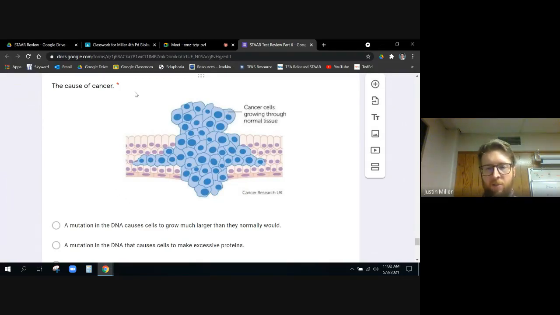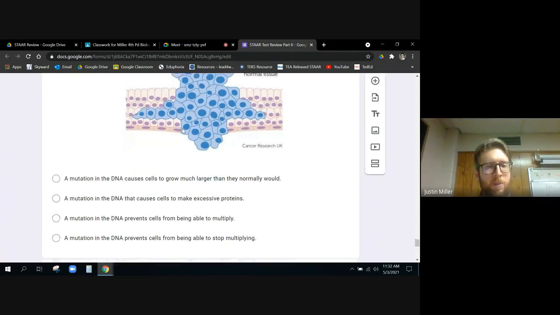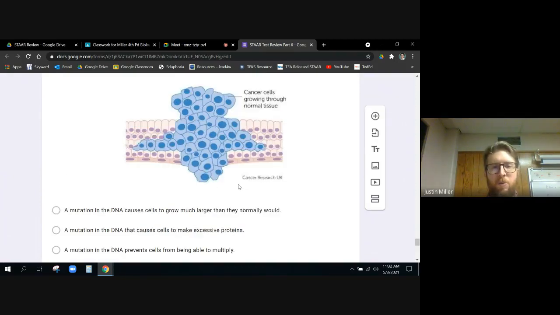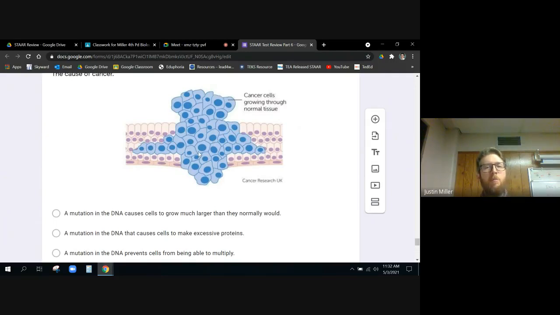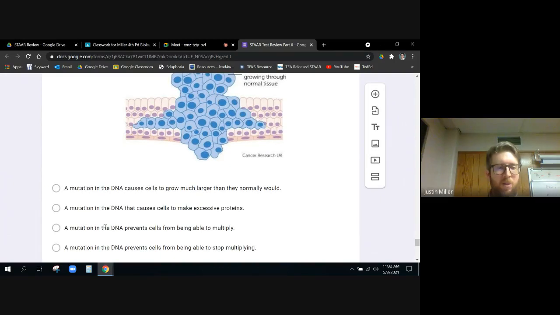Okay, the cause of cancer. What's the cause of cancer? Here's a tumor that's growing. These blue cells are the cancer cells, how they're growing out of control. They end up sucking all the nutrients away from all the healthy cells around them, and they kill the healthy cells around them. And then the tumor continues to spread, and they just keep killing healthy cells everywhere they go. So is that a mutation in the DNA that causes cells to grow much larger than they normally would? Are these cancerous cells growing much larger? Is that why they're getting big? Or is it a mutation in the DNA that causes cells to make excessive proteins?